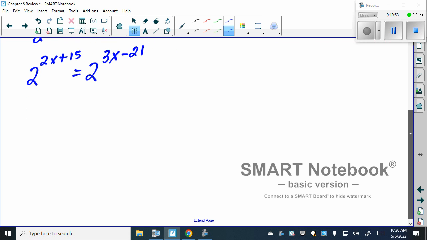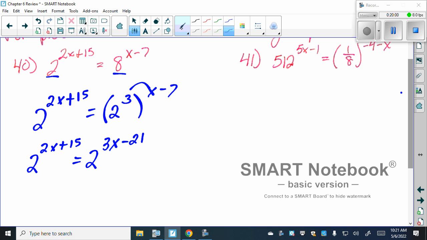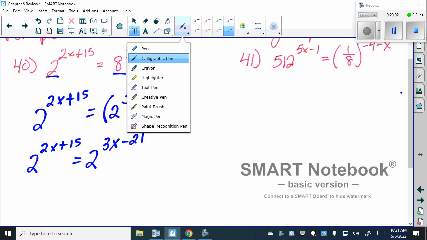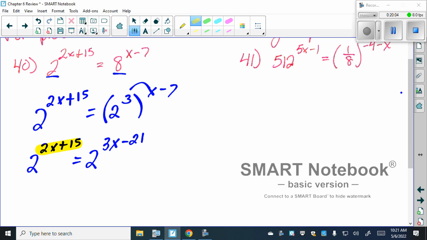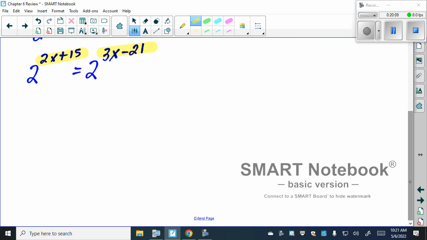Now, according to what I call the one-to-one property, if the bases are the same, there's no way we can change the 2's. If the bases are the same, the exponents have to be the same as well. So that tells us that 2x plus 15 has to equal 3x minus 21. Now we just need to solve for the value of x.